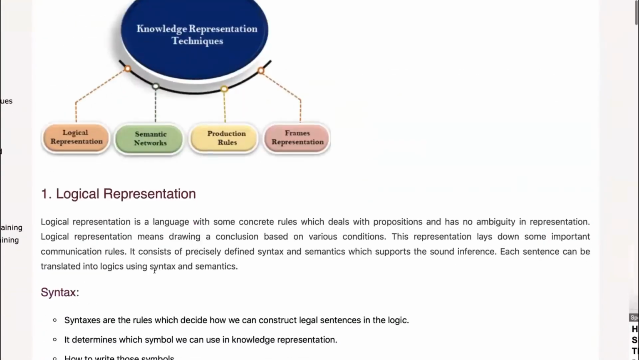Logical representation is a language with concrete rules, which deals with propositions and has no ambiguity in representation. Logic means drawing a conclusion based on various conditions. This representation lays down some important communication rules. It consists of precisely defined syntax and semantics, which supports sound inference. Its sentences can be translated into logic using syntax and semantics because we will put this in a program in our machine. That's why it's important to talk of these techniques, because the programming language that you will use will depend on this technique. But it's another lesson.